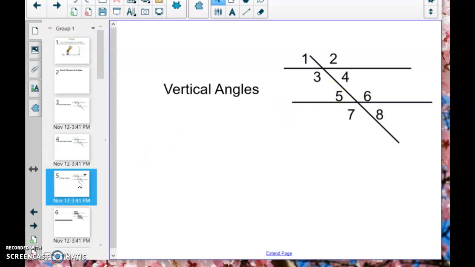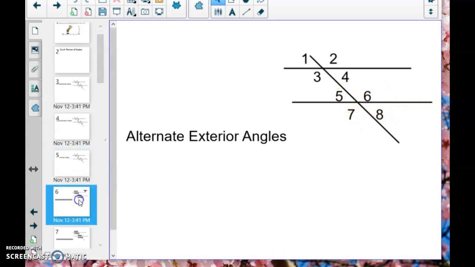Vertical angles we learned about way back in chapter 7, but remember vertical angles are created when you have intersecting lines. So angle 1 and angle 4 would be vertical angles, and you'll also notice that they're equal to each other. 2 and 3 are vertical angles and they're equal to each other. 5 and 8, and of course 6 and 7.